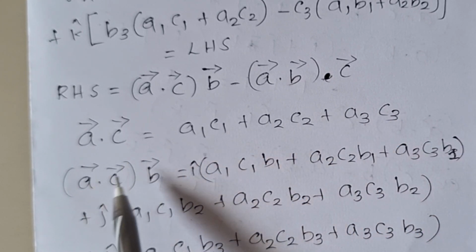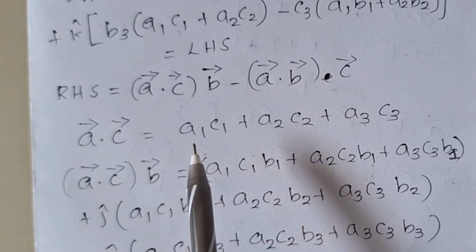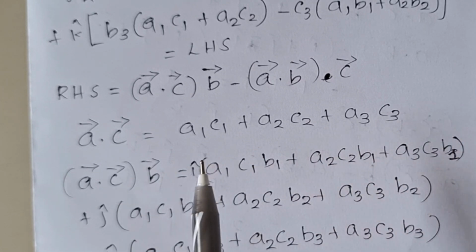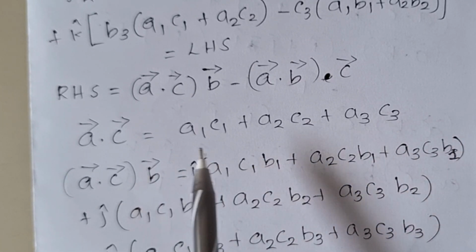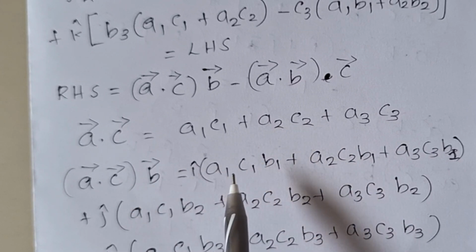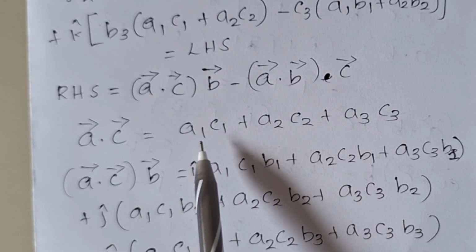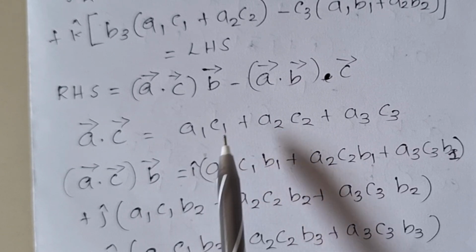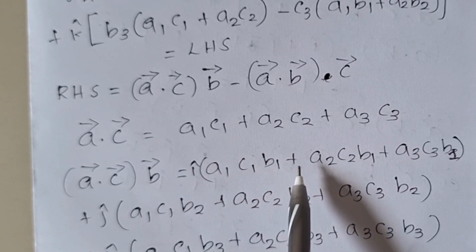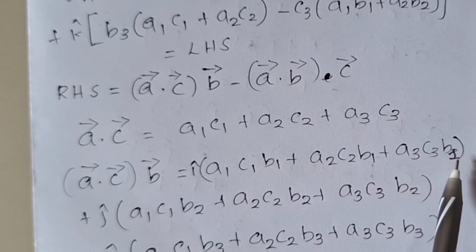Then this scalar quantity is multiplied with vector b. We know vector b is b1i plus b2j plus b3k. This vector b is multiplied with this a dot c. Then each component of the vector b is multiplied with the components of a dot c. Then we get i into a1 c1 b1 plus a2 c2 b1 plus a3 c3 b1.